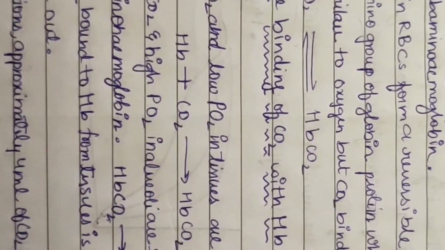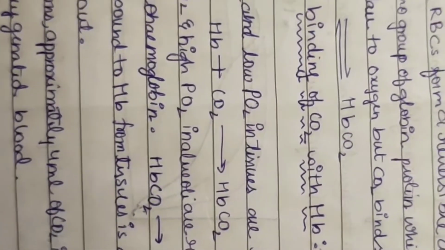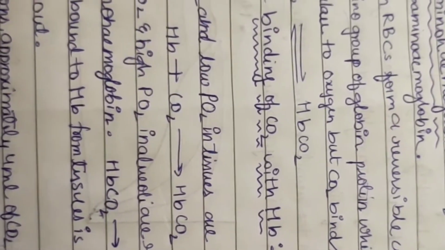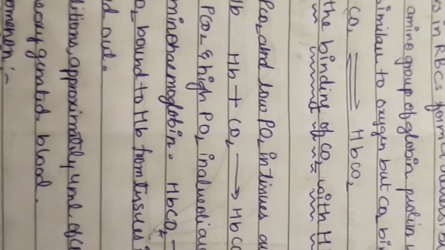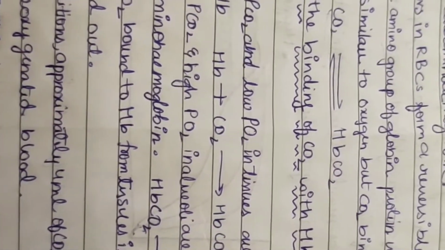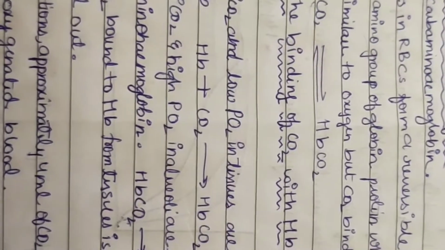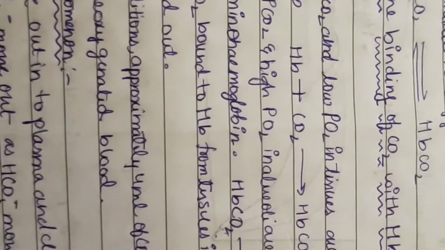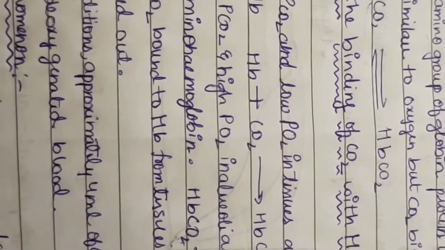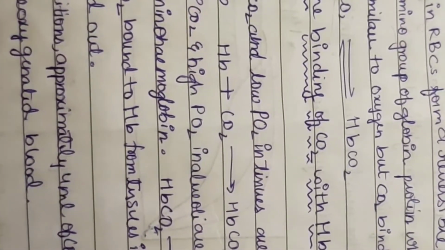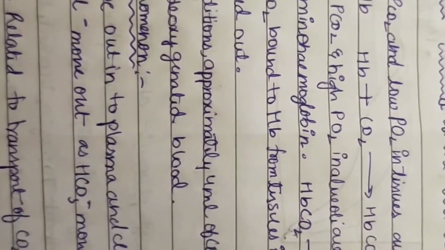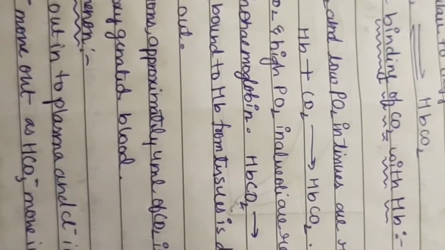In tissues, the high PCO2 and low PO2 are responsible for binding more CO2 to Hb. Now in alveoli, low PCO2 and high PO2 are responsible for dissociation of CO2 from carbaminohemoglobin. In this way, CO2 bound to Hb from tissues is delivered at the alveoli, where it is exhaled. Under normal conditions, approximately 4 ml of CO2 is delivered to the alveoli by every 100 ml of deoxygenated blood.